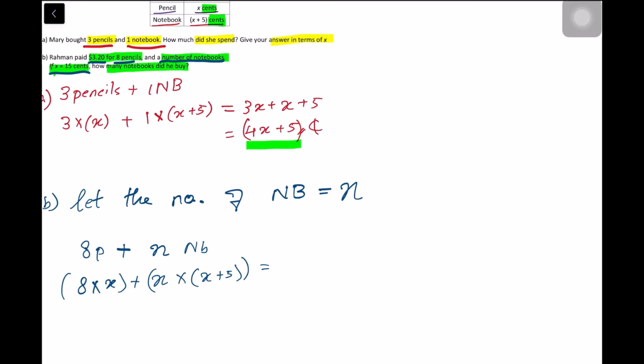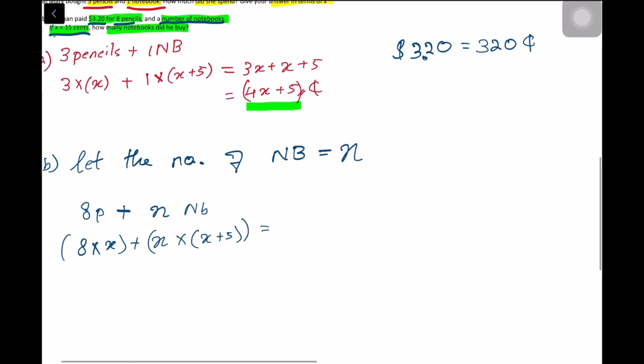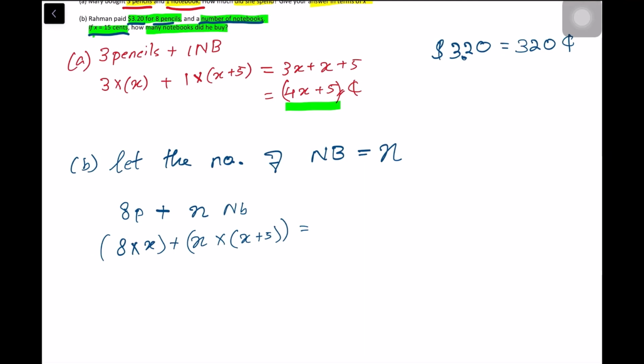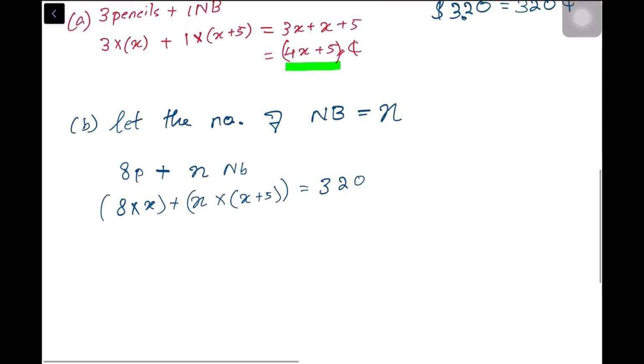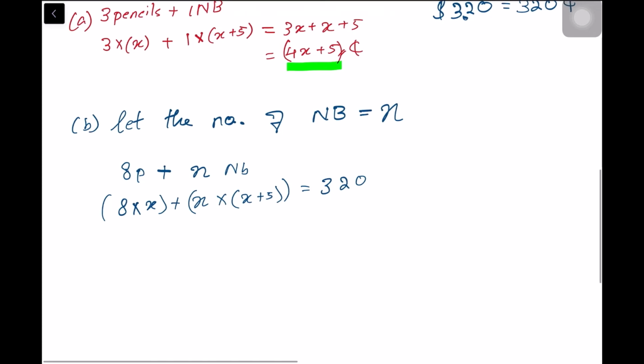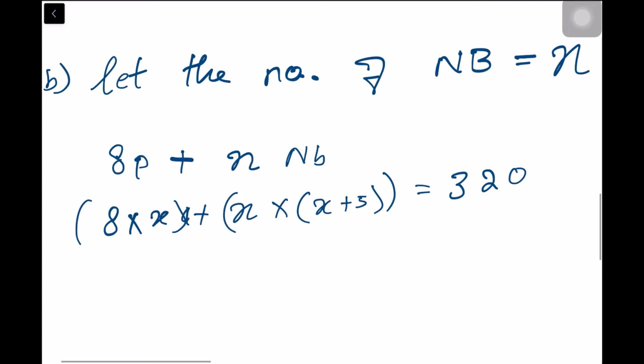And how do we do that? You just multiply it by 100, right? You multiply $3.20 by 100 and you get 320 cents. So he bought 8 pencils for 8x cents and n notebooks for X plus 5 cents each, and spent 320 cents. I forgot about the cents. Cents and cents.